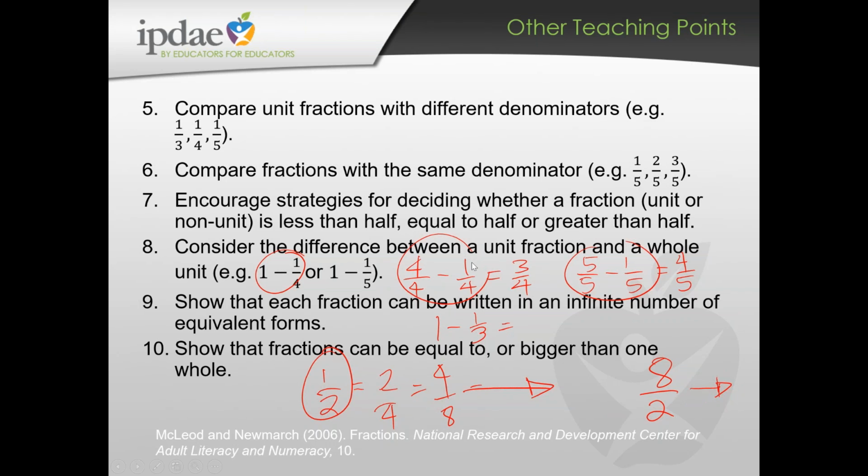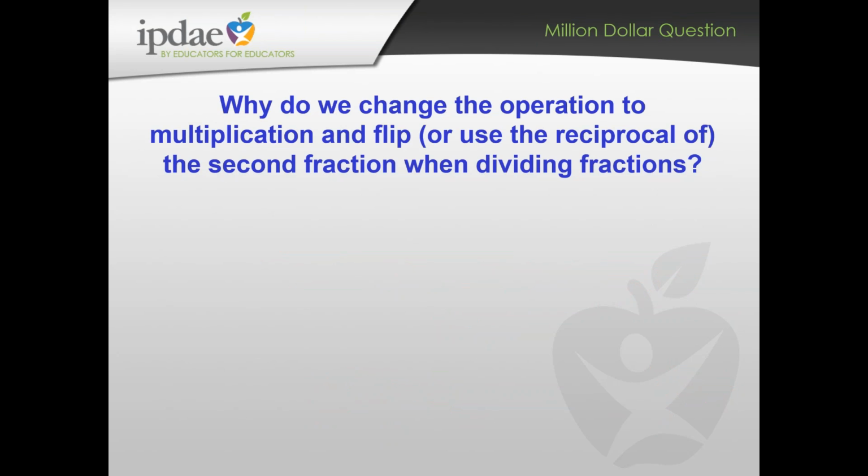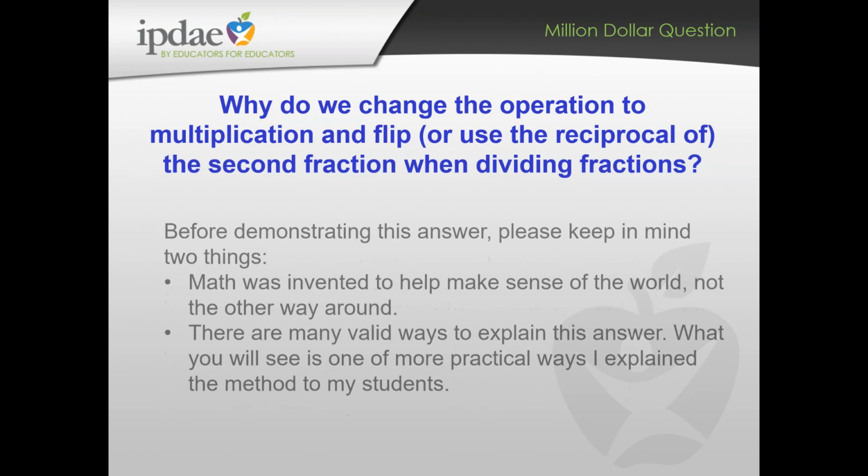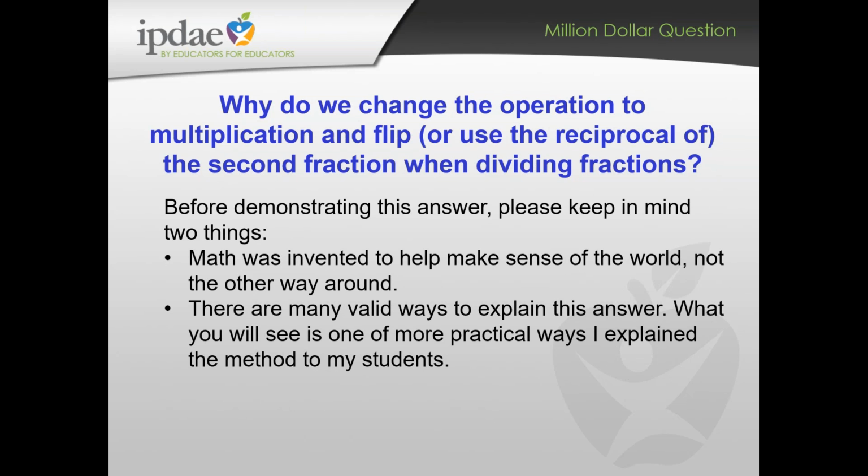Okay, and then the $1,000,000 question: why do we change the operation to multiplication and flip, or use the reciprocal of the second fraction, when dividing fractions? Before I talk about this, keep in mind what I tell my students: the reason why we do things in math is because it matches what happens in the real world. Math was invented so that people can quantify real-world things, work with those quantities, and predict the resulting quantity without having to do it first. Mathematically, we can figure it out.